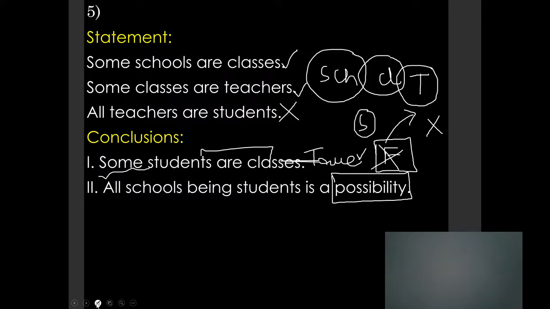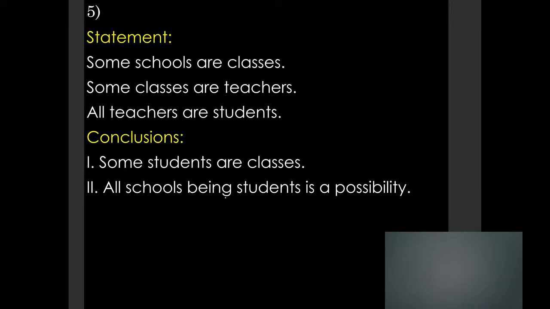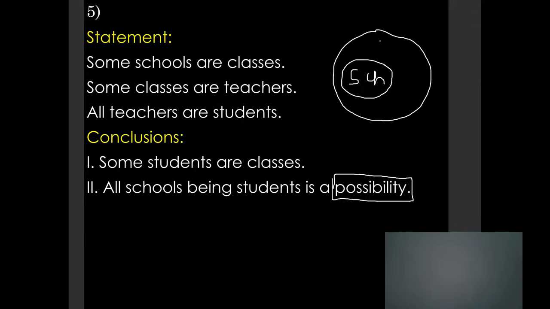Next, coming to the second one, for the possibility, we will have a completely different diagram. Whenever you find possibility in the question, just do like this. Take the conclusion first into a diagram. All schools being students. So all schools being students means first take schools, and I'm taking all schools into students.